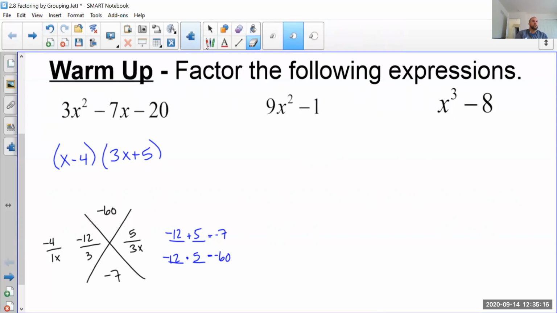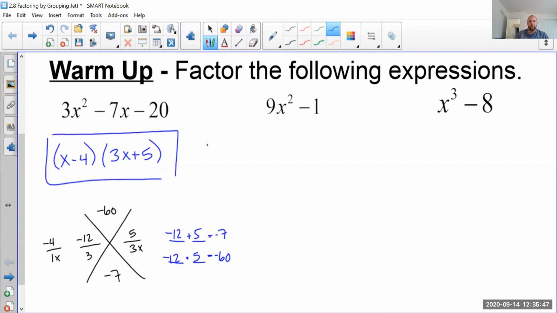Again, if we wanted to, we should be able to easily check our work by distributing here, because we would get 3x squared plus 5x minus 12x minus 20. When I combine these middle terms, I get 3x squared minus 7x minus 20. So I can easily and quickly distribute there, make sure that it distributes out to the original problem that I had. There's my final factored form. Questions?